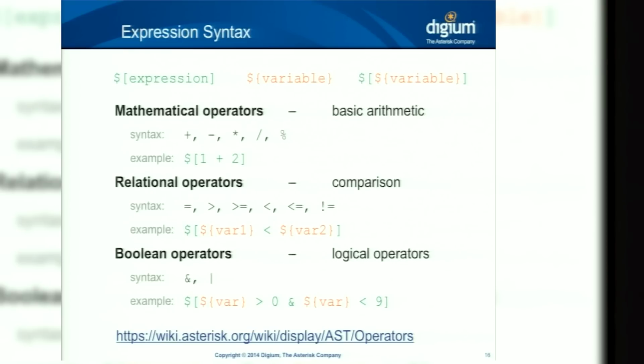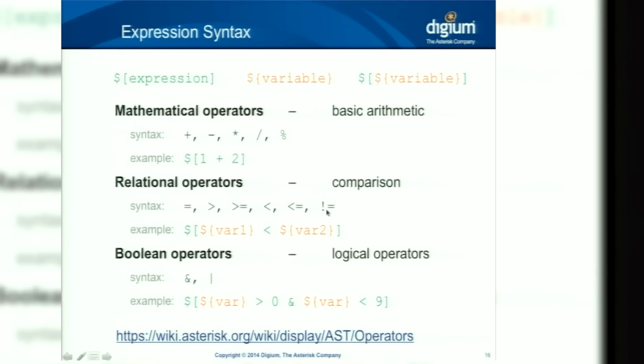Is that a true or a false statement? And then, depending on whether it's true or false, we'll do something in our dial plan. And finally, we have Boolean operators. We have and, or. Essentially, this will evaluate whether or not both expressions are true.